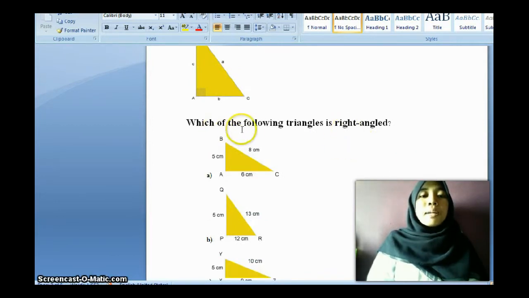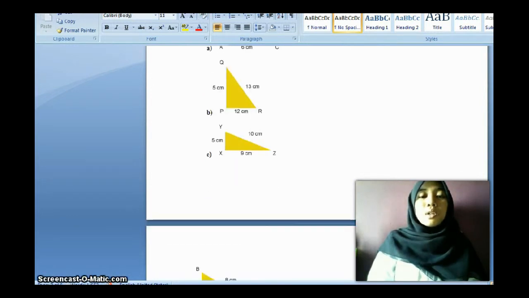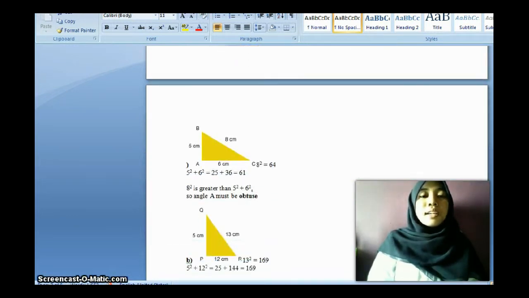For example, which of the following triangles is right angle? A, we have 5, 6 and the longest side is 8. B, we have 5, 12 and the longest side is 13. Then C, we have 5, 9 and the longest side is 10. So, look at one by one. First one, A, 8 squared is greater than 5 squared plus 6 squared. So, angle A must be obtuse.